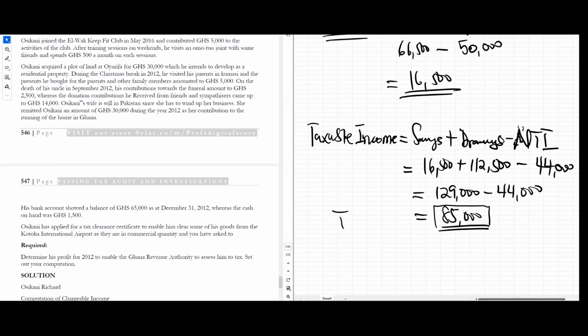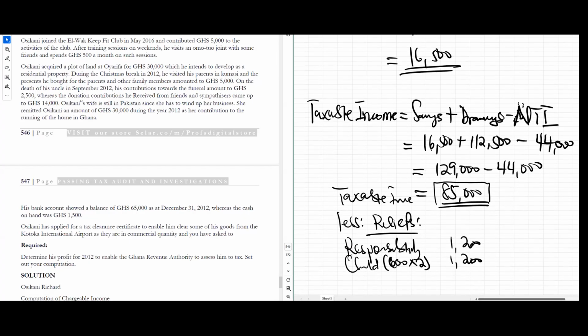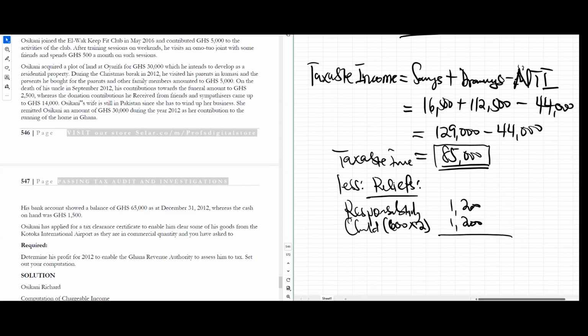However, if this is your assessable or taxable income, did this guy have some reliefs? Yes, he did. I can less the reliefs if he has applied. The only reliefs I can see are marriage responsibility, and we can even give him education. He had 2 children, so we can give him child education, which is 600 per child by 2 children. That now gives his chargeable income, which we will calculate using the graduated rate. Do you get it? That's all.